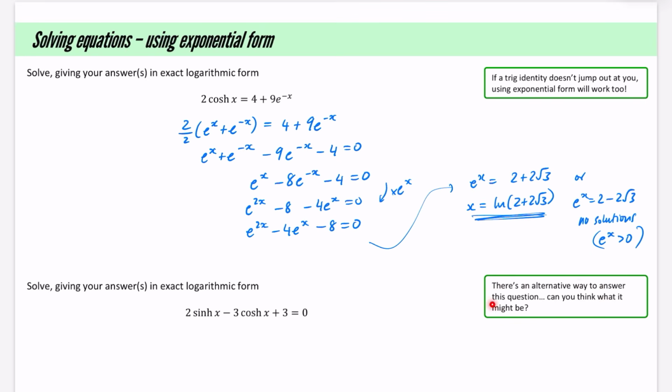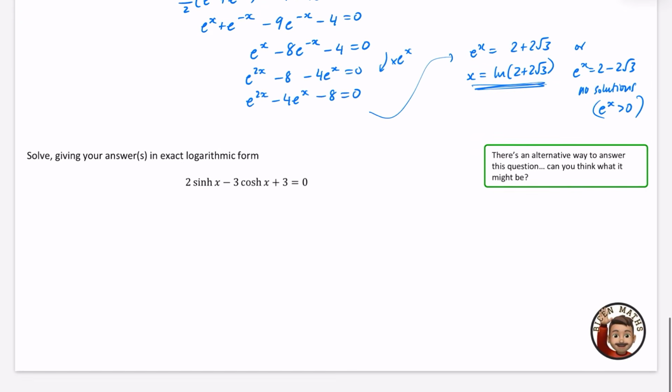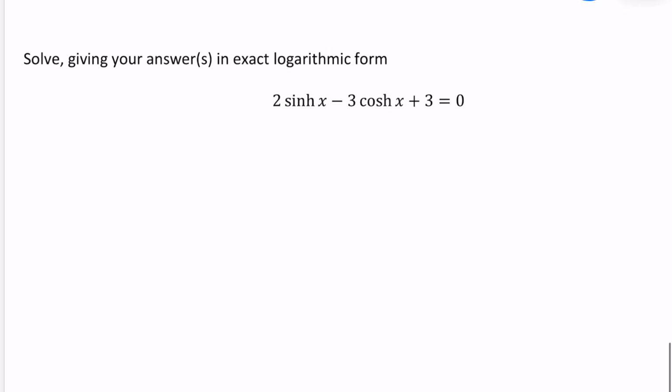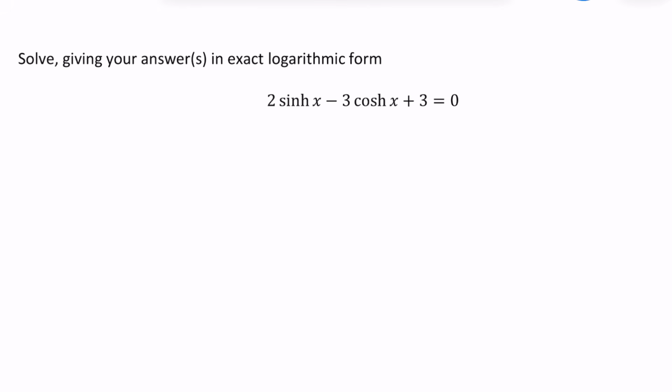I want you to think, though, there is an alternative way to answer this question. Think about how you might do it in trigonometry, and can you think what that might be? And I will tell you after I've done this one in exponential form, okay? So 2 sine x, I'm going to be a bit quicker here.